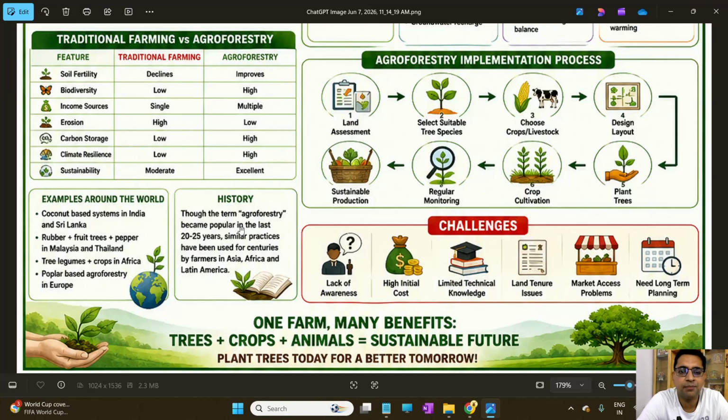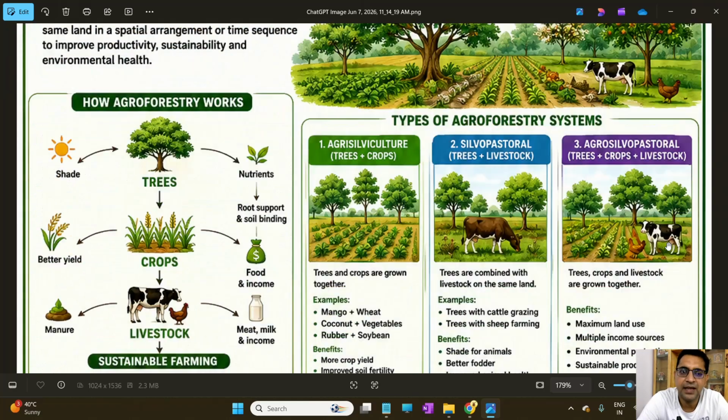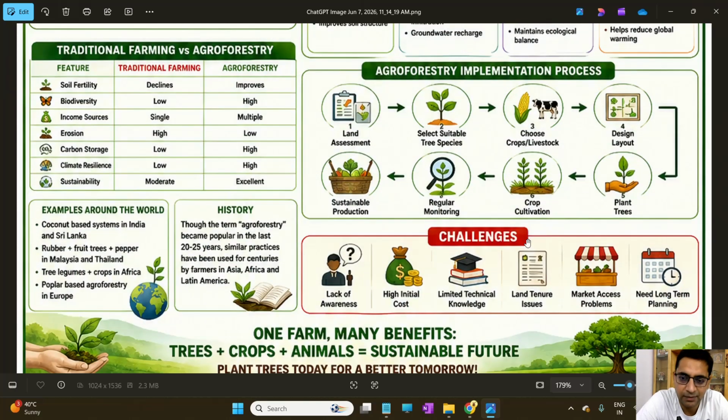Agroforestry became popular in the last 20-25 years, although similar practices have been used for centuries in Asia, Africa and Latin America. But a few challenges are also there: people have a lack of awareness regarding agroforestry, there is a high initial cost, limited technical knowledge, land tenure issues, market access problems, and the need for long term planning. If we are able to counter all these challenges, we will be able to do agroforestry and generate multiple income sources. Along with that, we can protect the environment.